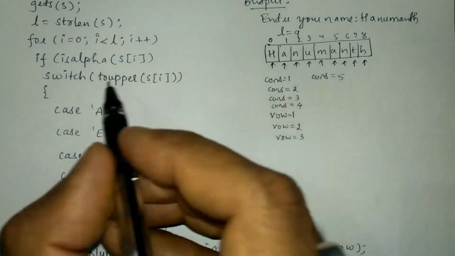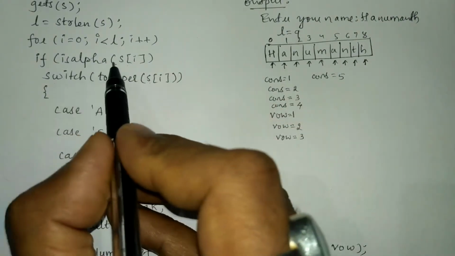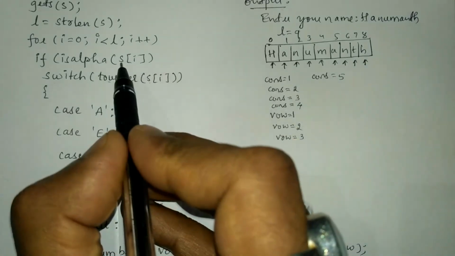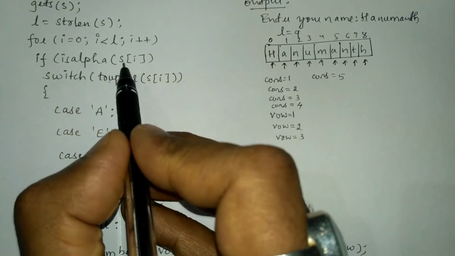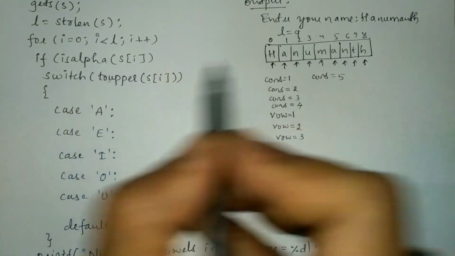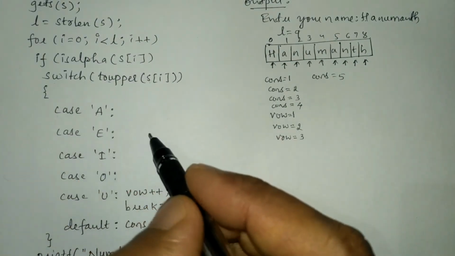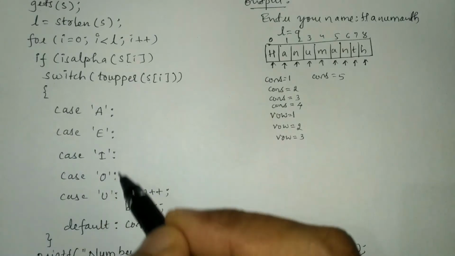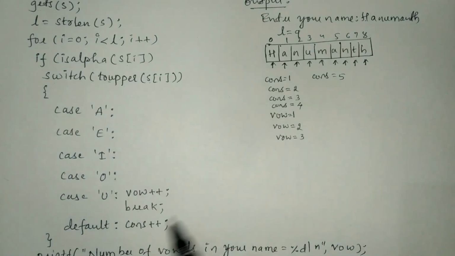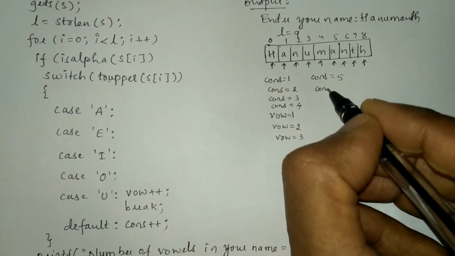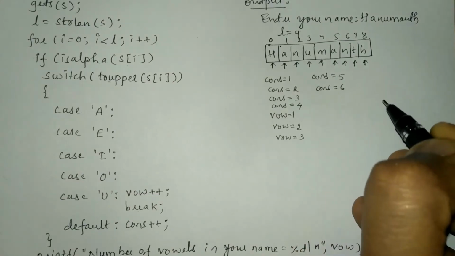Again control transfers to the for loop by incrementing the value of i by 1. Now it is pointing to lowercase letter h, S of 8. Okay, so that consists of h. Yes, it is true. It is an alphabet. Switch to upper, we are going to make this lowercase letter a capital H. So it is not matching with any of these case labels. Hence consonants will be incremented by 1. So consonant is equal to 6.